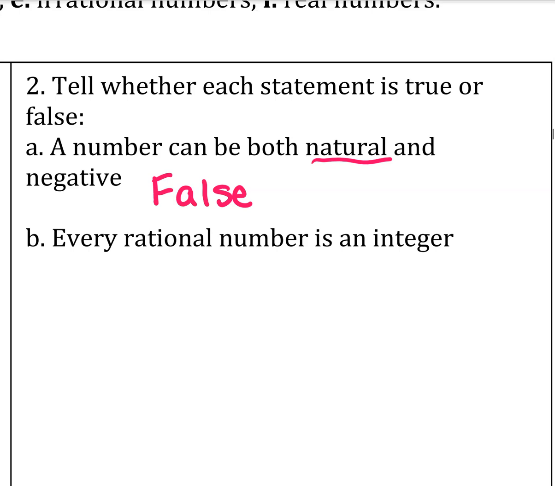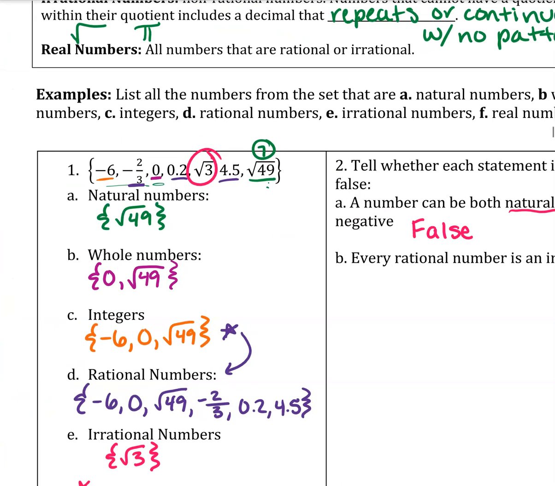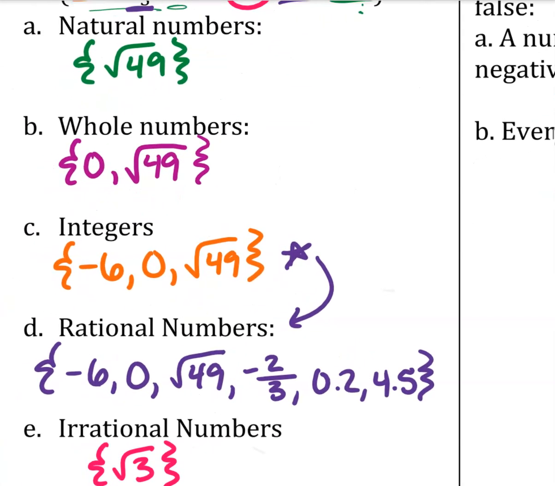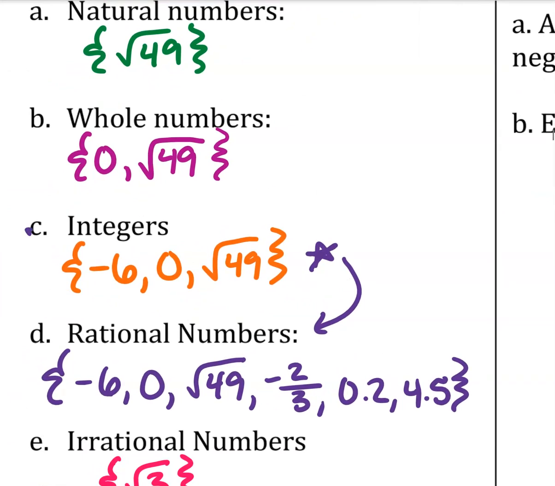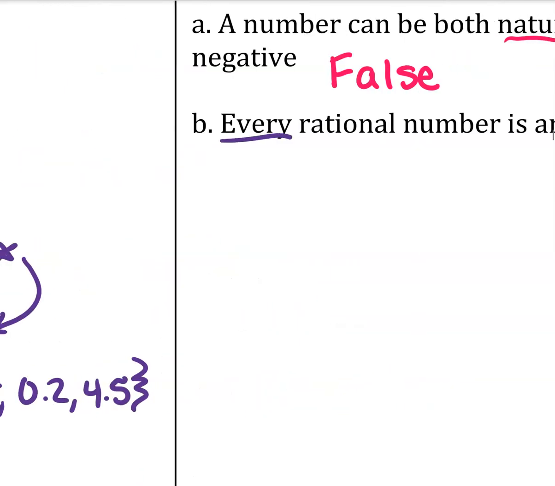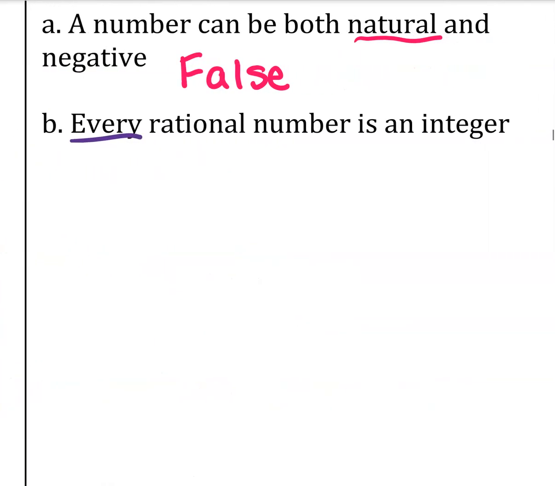which is part B. Every rational number is an integer. Okay, well, let's look at our example. Let's find the rationals. This is the integer list. This is the rational list. Is every single rational number in the integer list? No. Okay, and this says every. It doesn't say some, it says every. So that would be a false because not every single one works for that one. Alrighty.